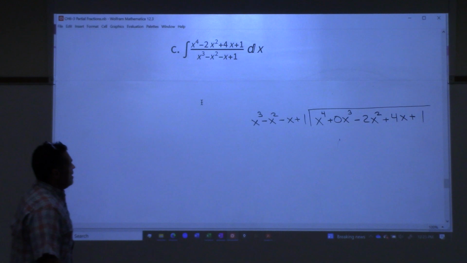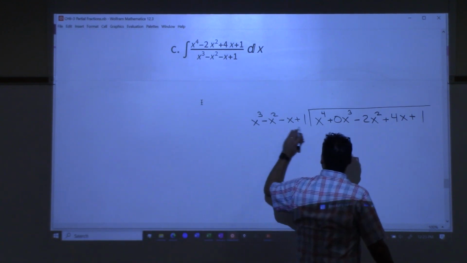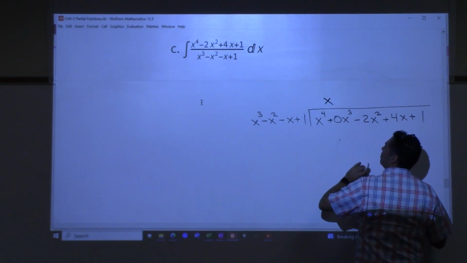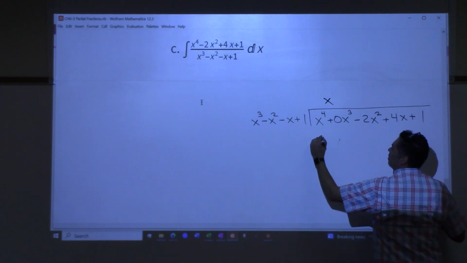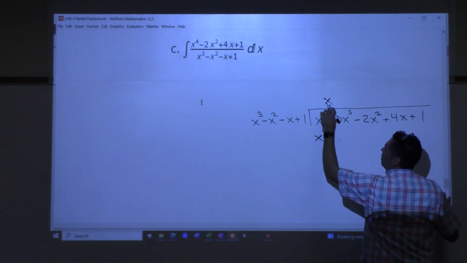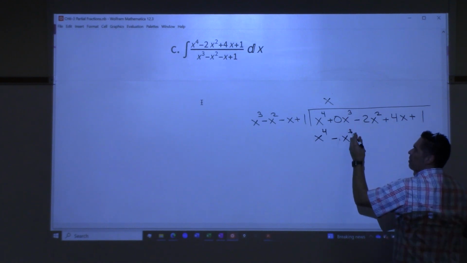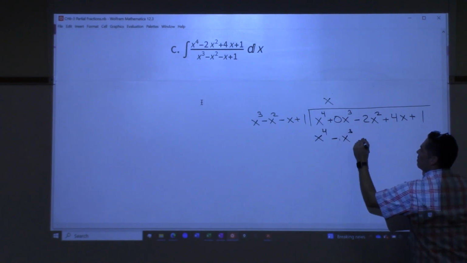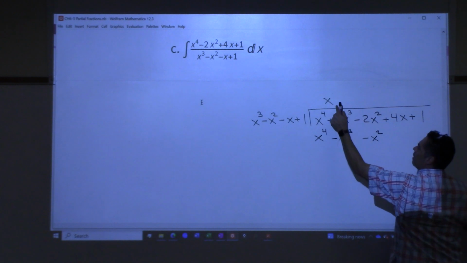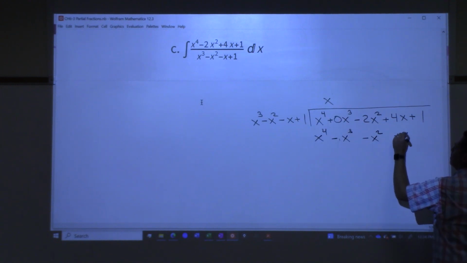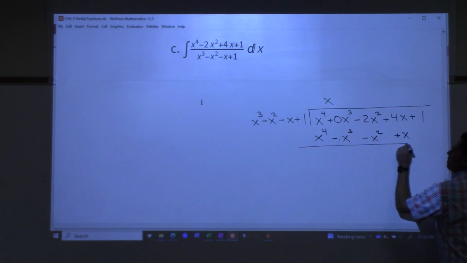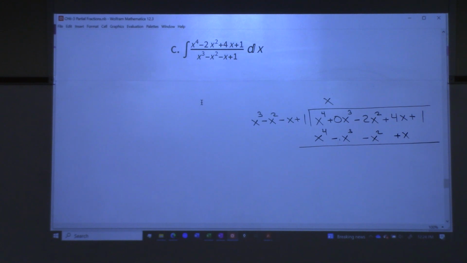All right, what do I need to multiply x cubed by to get x to the 4th? X. Okay, now I hit all of those with x. X to the 4th, here to here, minus x cubed. See, isn't it a good thing we have an x cubed here? X times negative x is negative x squared. X times 1 is x. Come through and subtract. Change the signs.